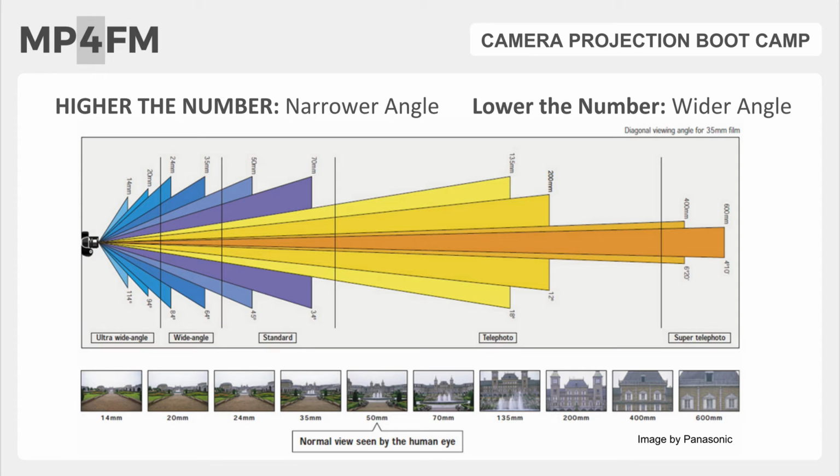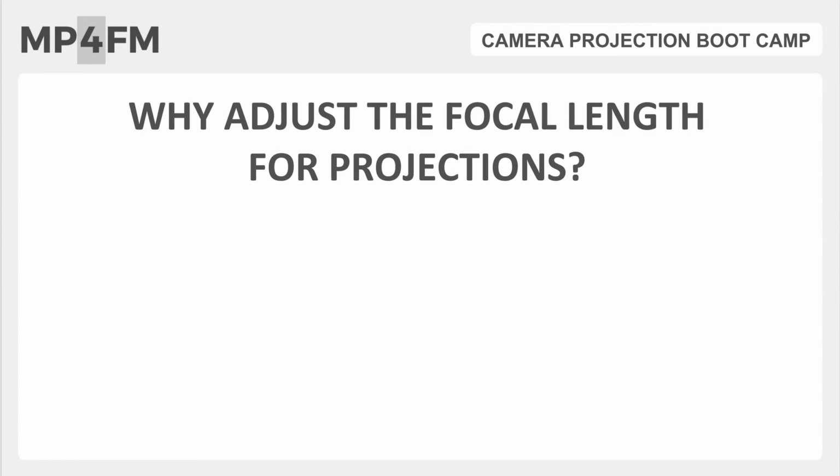Another way of saying that is that either you have a wide angle or you have a narrow angle. Okay, so if you look here at this diagram, the 14 millimeter, the smaller the number, the more wide the angle is. And the higher the number, the more narrow the angle of the camera is.